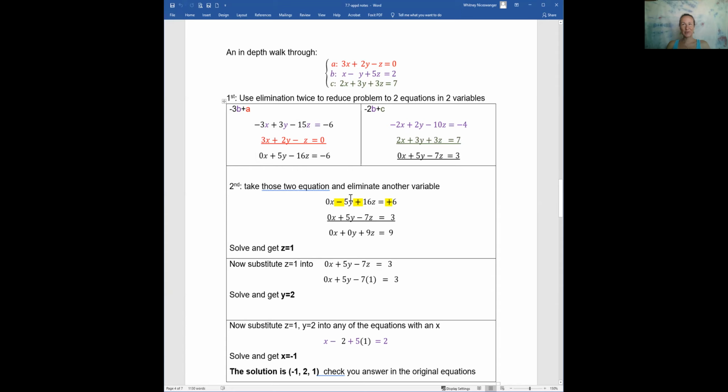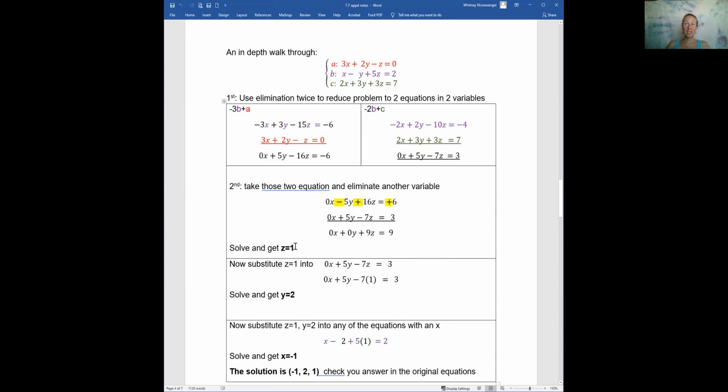I take those 2 new equations that are just in 2 variables, y and z, and I'm going to use them to cancel out the y's. Notice that I have a positive 5y here and a positive 5y here. So I had to multiply my first equation by a -1. So I changed the sign on every single term, so that when I add these 2 equations together, my y's cancel out. And I just get that 9z equals 9. Solve that, z equals 1.